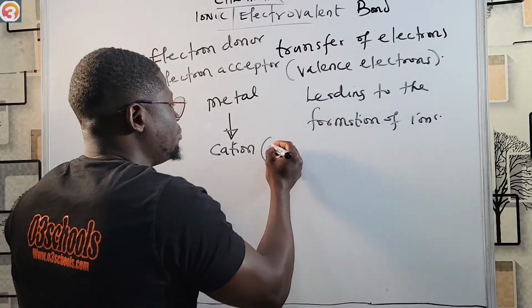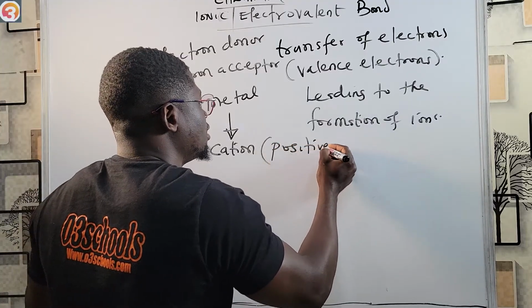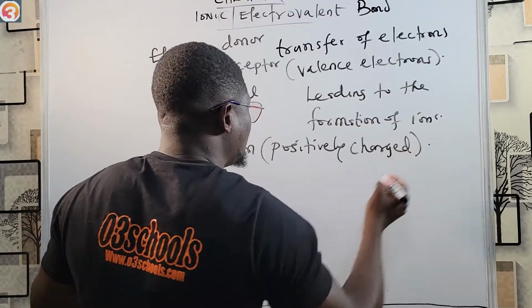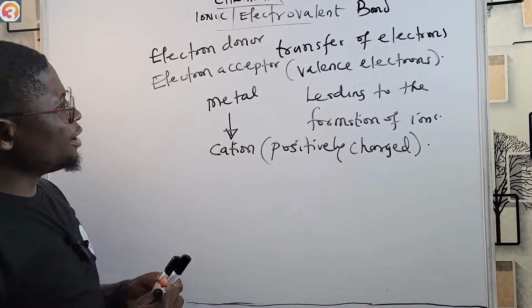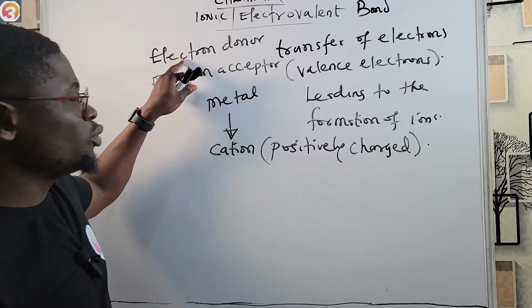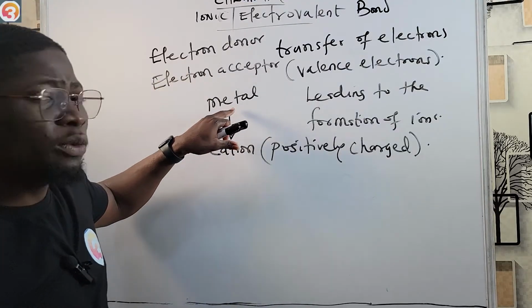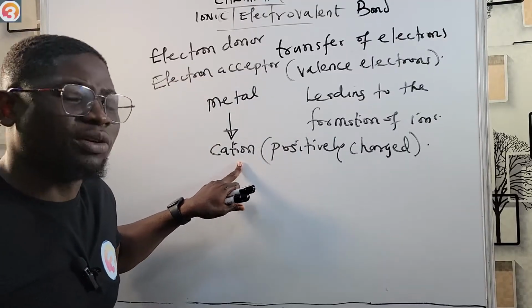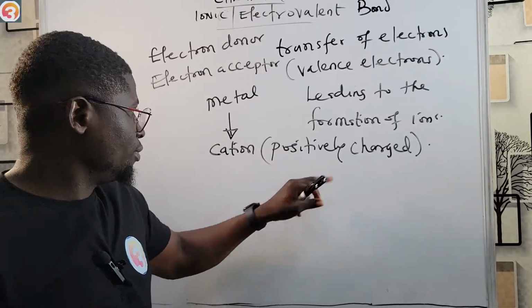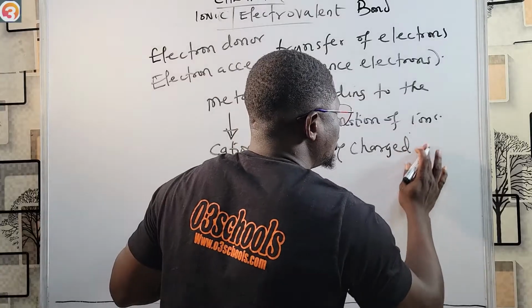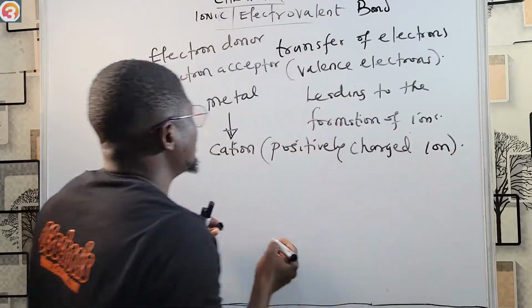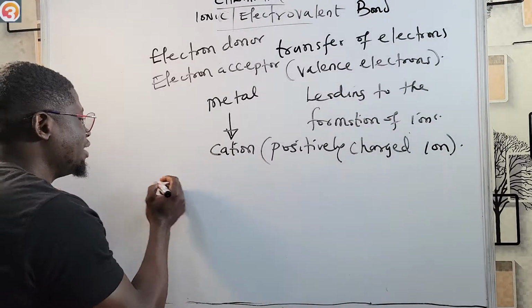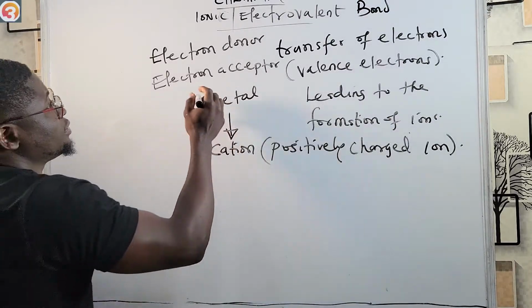A cation is a positively charged ion. So the electron donor will donate the electron, and it's usually a metal. Once it does this, it becomes a cation, a positively charged ion. Now, the electron acceptor is usually a non-metal.